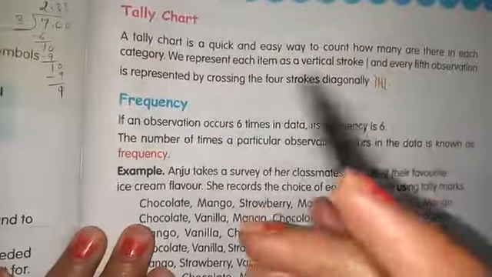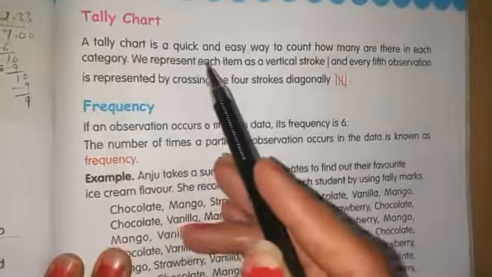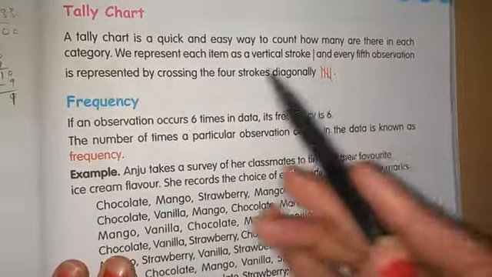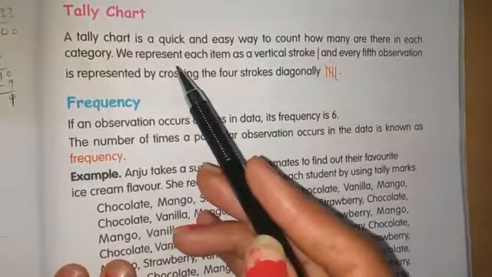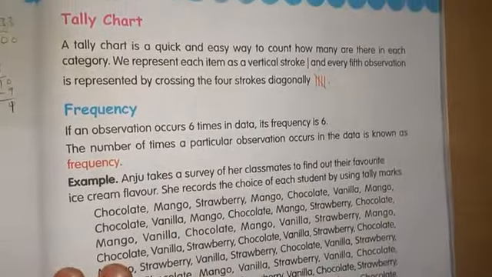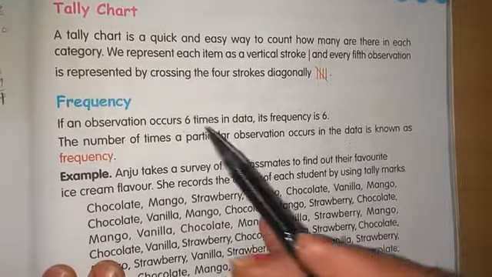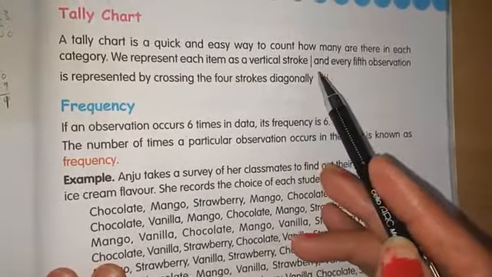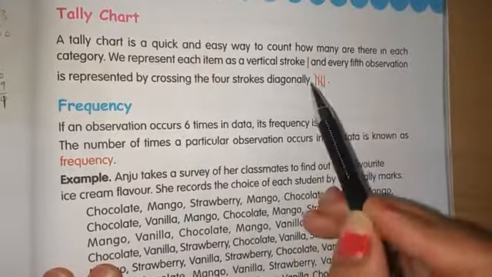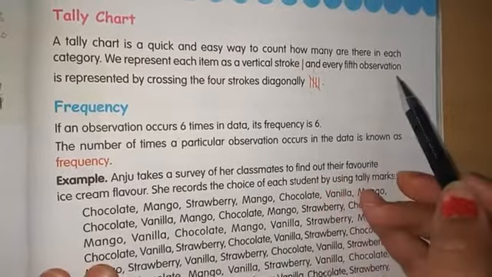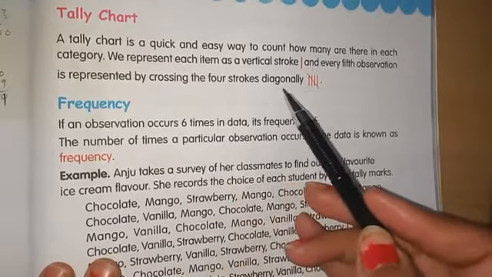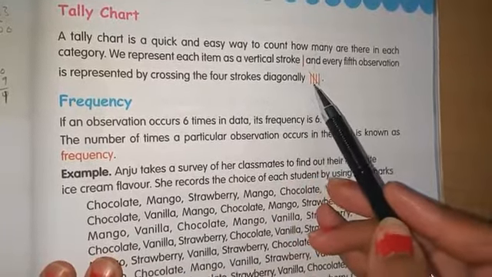Next, after data, is the tally chart. So what is a tally chart? A tally chart is a quick and easy way to count how many are there in each category. Easily we can find and calculate by the tally marks. We represent each item as a vertical spoke. For one item we use one spoke. And every fifth observation is represented by crossing the four spokes diagonally, like this: 1, 2, 3, 4.